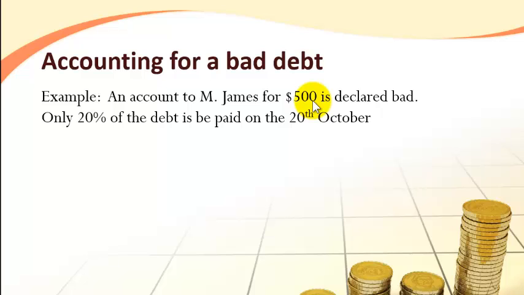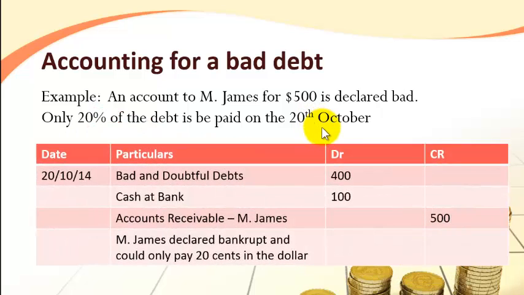Let's go through an example. An account to M. James for $500 is declared bad, so it means they have been declared bankrupt. In this particular instance, and this happens quite a lot, maybe only 20% of the debt can be paid. So what happens? We have to come up with a general journal entry, which looks like this. On the date, we've incurred the debt.